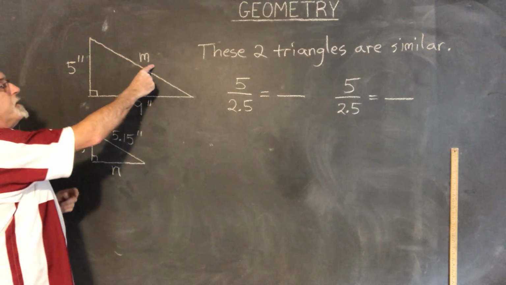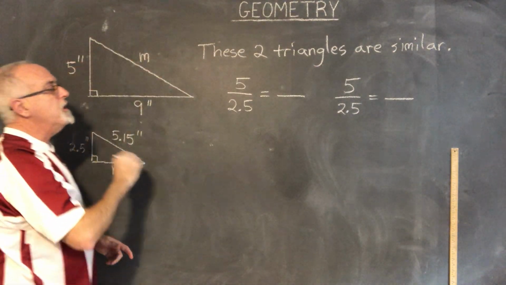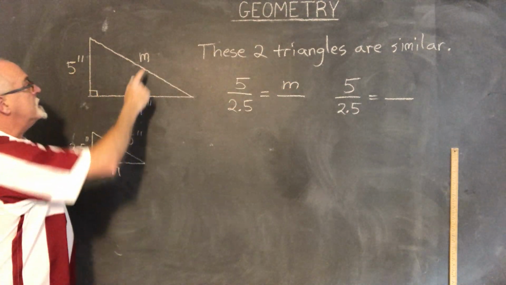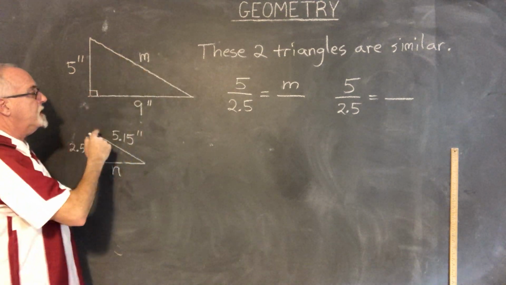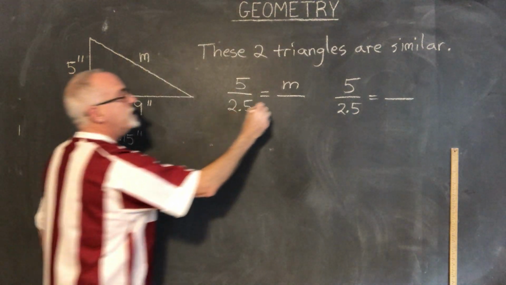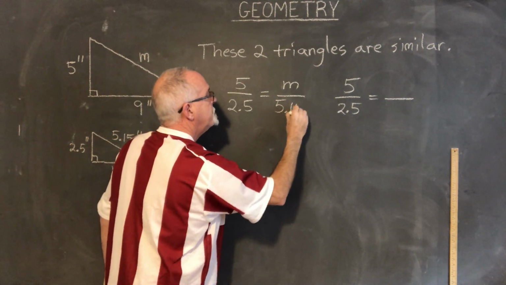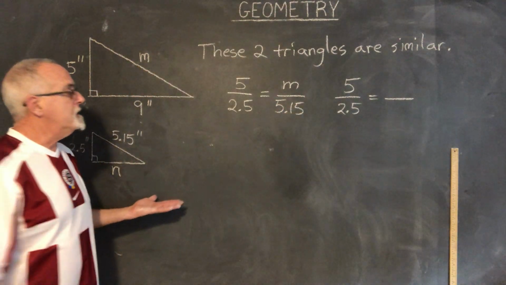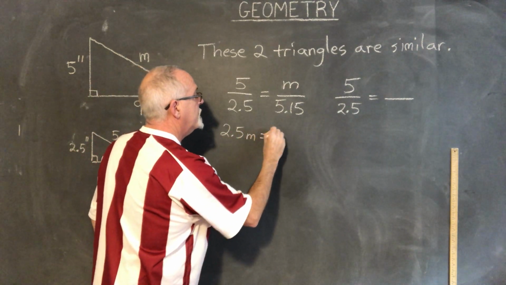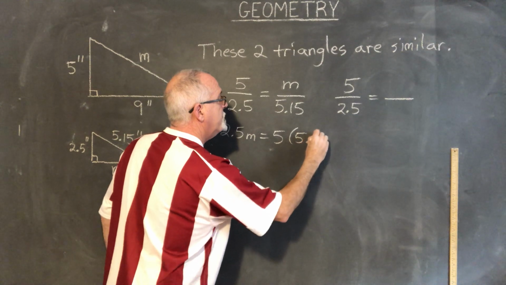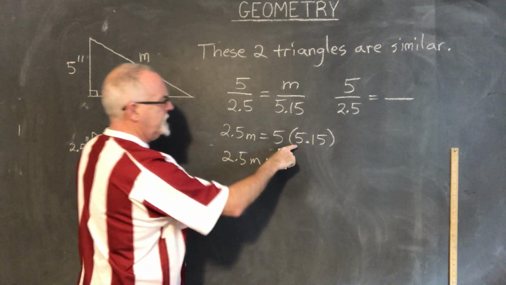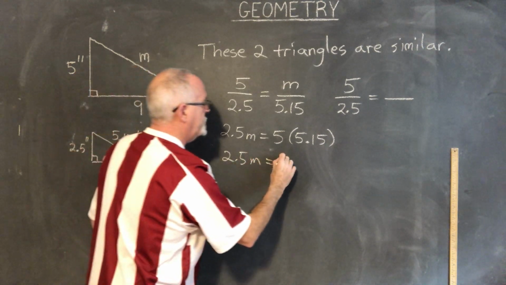But for M, for instance, M is in the larger of the two triangles. I put the larger on the top, so the M's going on the top. And that means that since M is the hypotenuse, it has to be similar to the hypotenuse of the smaller, that means the 5.15 is going here. And I can go ahead and solve. Cross multiplying, 2.5 times M equals 5 times 5.15, which is 25.75.